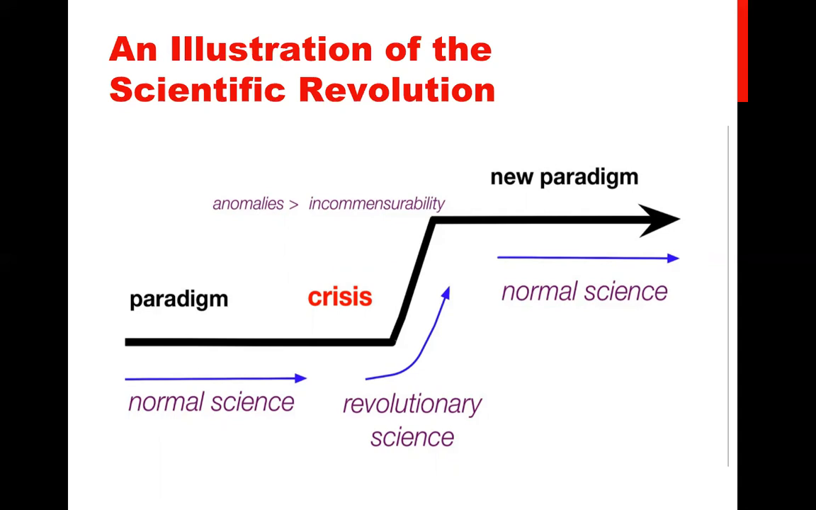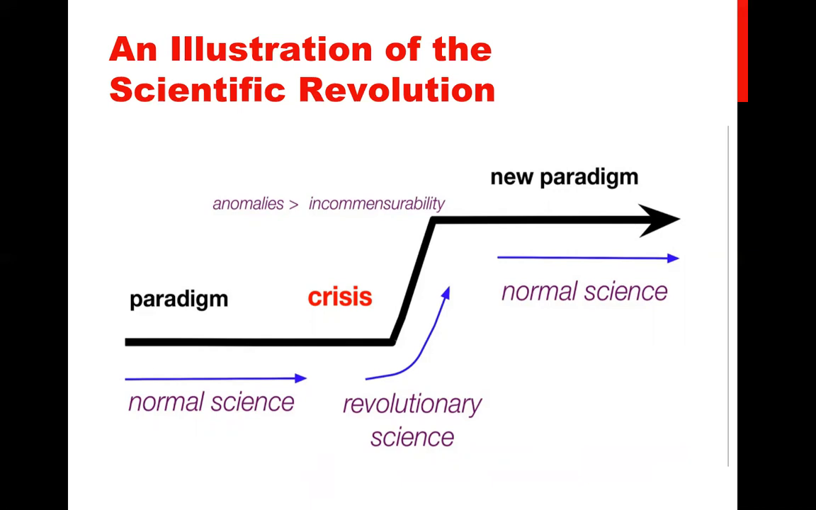If the number of anomalies that can't be explained increases to some type of critical mass, you go into a period of crisis, because your paradigm no longer works. This capital T truth that you accepted is turning out to be not very true after all. And this leads to a period of what he calls revolutionary science, or revolution, right?